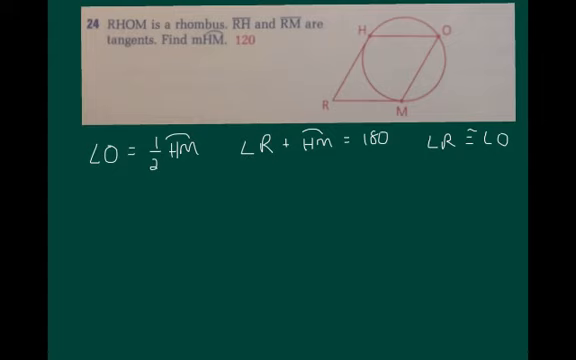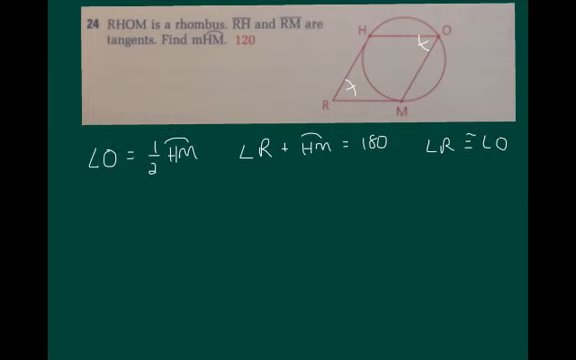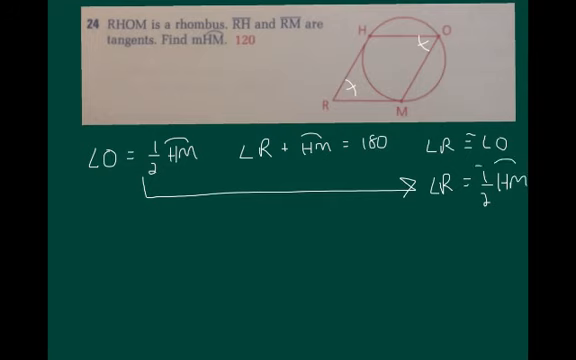First, I know that angle O, since it's an inscribed angle, is 1/2 of arc HM. And from this video today, I know that angle R plus arc HM is equal to 180. And finally, I know that angle R and angle O are congruent because they're opposite angles of a rhombus. So substituting that angle R is 1/2 of angle O, I'm going to substitute from the first equation over to here, and I'll see that angle R equals 1/2 arc HM. I'm going to now substitute that expression in for angle R in the middle equation.